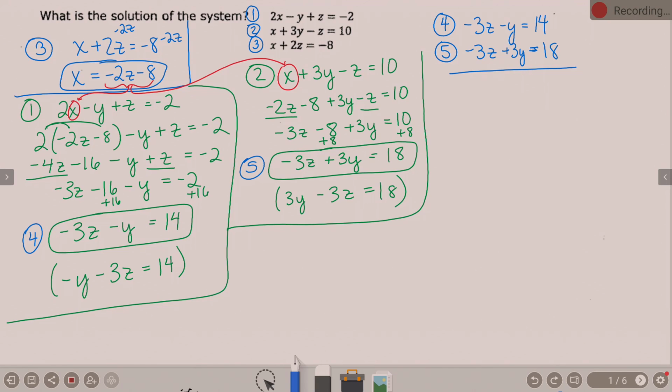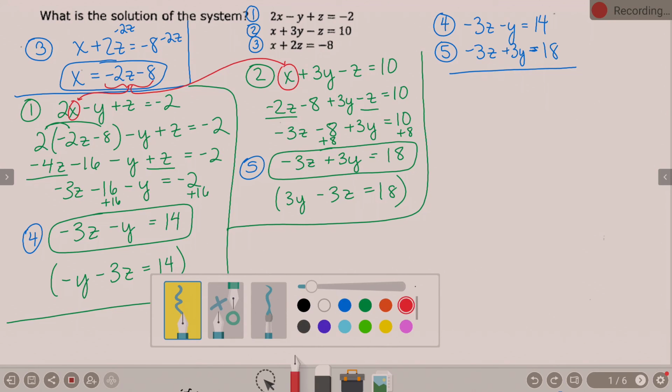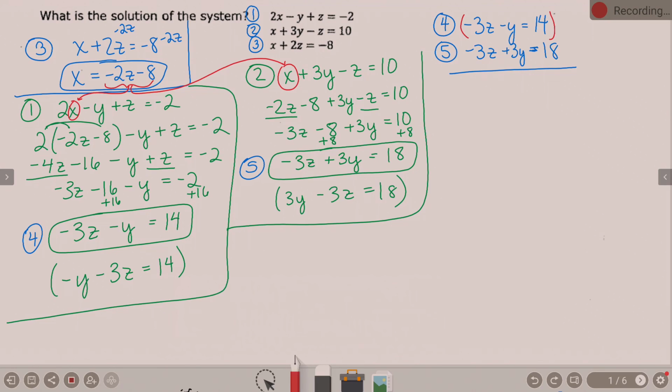What are you going to tell me to do? You're going to multiply. Multiply 4 by negative 1. One of these two equations multiply by negative 1, whether it be 4 or 5, because they both have 3 z's, right? But they both have negative 3 z's. Math works better if we have the opposite signs. You guys are less likely to make the mistakes. So we're going to multiply the top one by negative 1. Officially, it doesn't matter though, right?